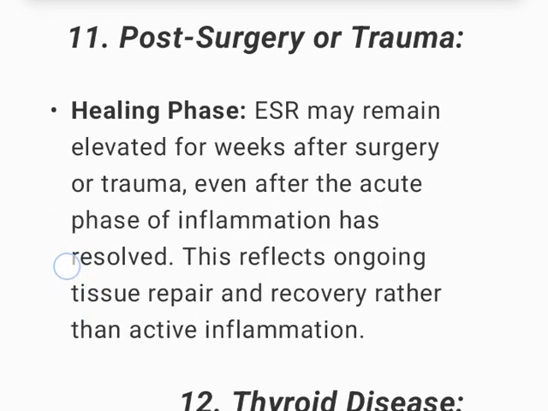11. Post-surgery or trauma. Healing phase. ESR may remain elevated for weeks after surgery or trauma, even after the acute phase of inflammation has resolved. This reflects ongoing tissue repair and recovery rather than active inflammation.